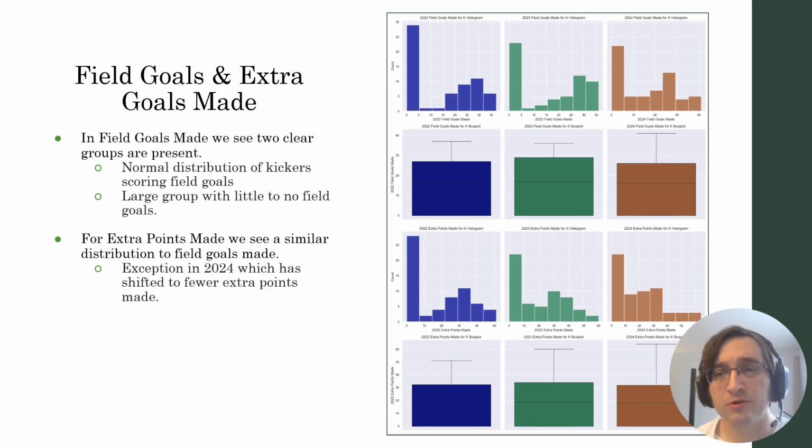For field goals and extra points made, we kind of see an interesting bifurcation of different players. We see a normal distribution of kickers scoring field goals, and then a very large group that has little to no field goals at all. We see something similar as well with the extra points made. In 2024, it's a bit of a difference where you tend to have fewer extra points made overall, but the general pattern holds, and that suggests that there are certain players with little to no field time, and those who are getting a lot of field time, probably because those are the better players.